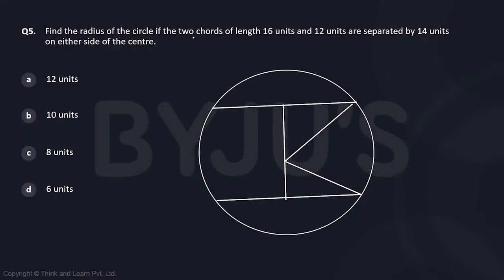Find the radius of the circle if the two chords of length 16 units and 12 units are separated by 14 units on either side of the center. So let's say this is the center O, and this is the chord AB, which is the longer chord.